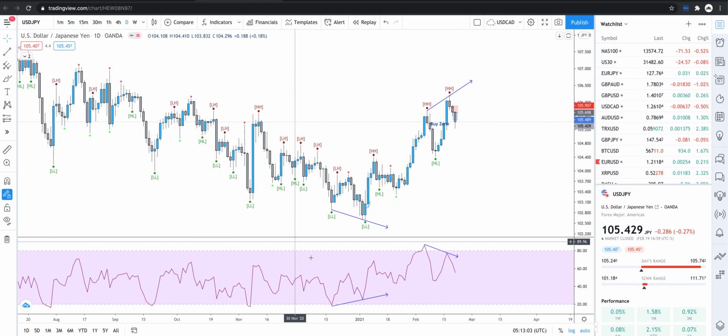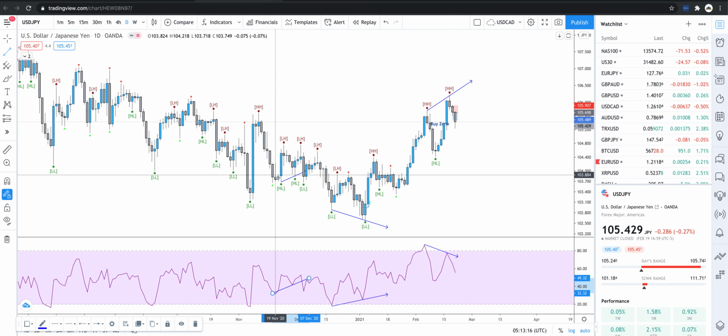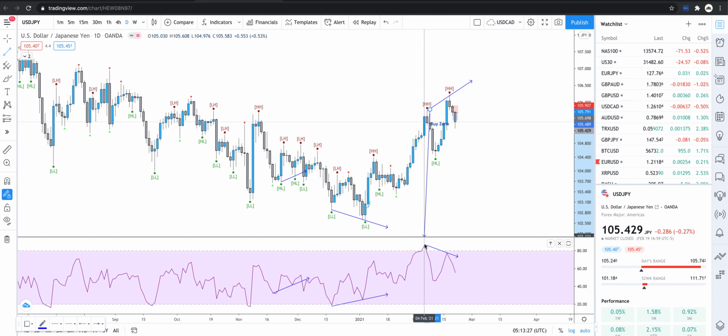Then they also have convergence, where it's going in the same direction. So right here, when it's making higher lows, you was making higher lows down here. So convergence is going in the same direction. Divergence is when it's two complete opposites. This one's going up, this one's going down.